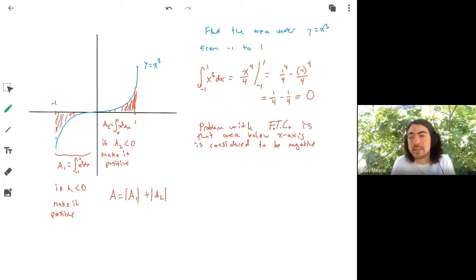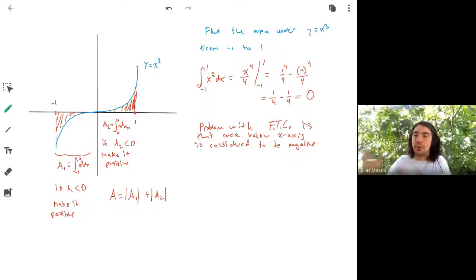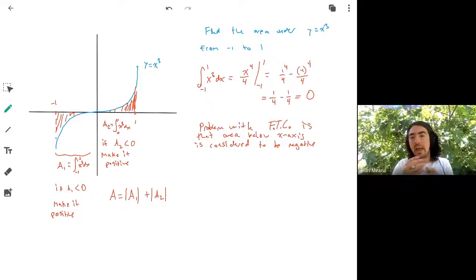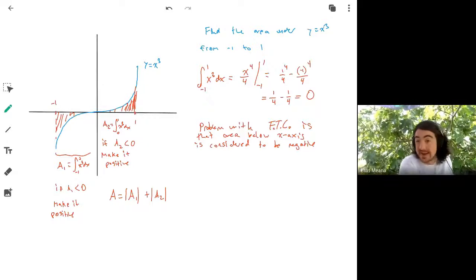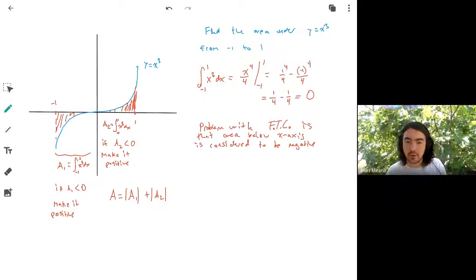Okay, so you can still solve this problem. You just have to break up your integral over 2 intervals, right? You can't just do the integral from -1 to 1 because it's considering all the negative area to be negative, right? So what you do instead is you do it over the negative region first. You make that a positive number, and then do it over the positive region. Make that a positive number, and add them together.